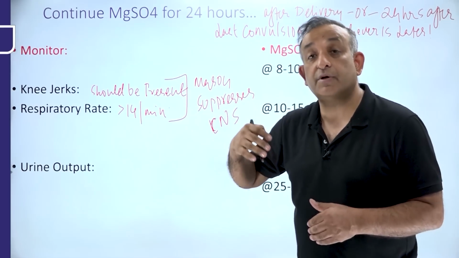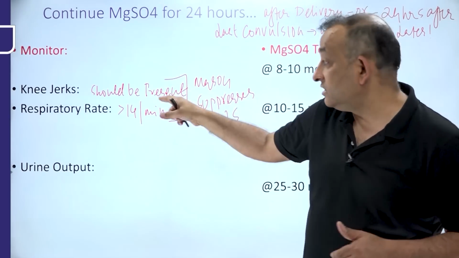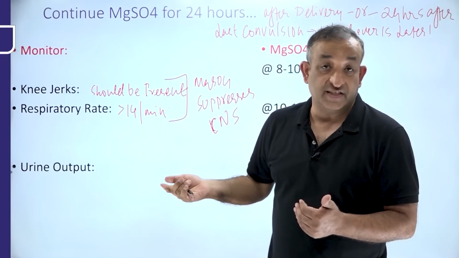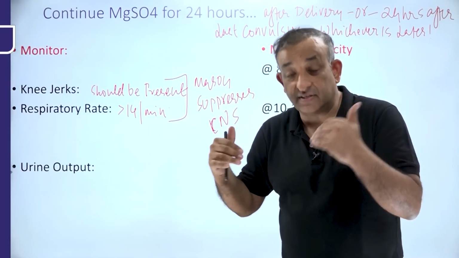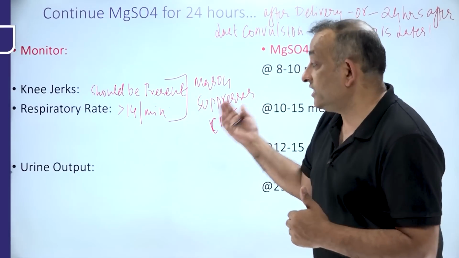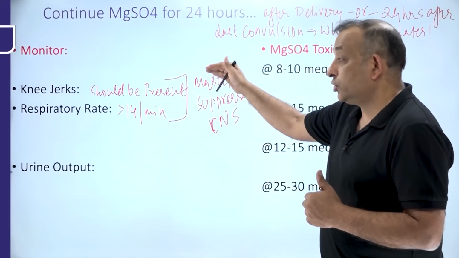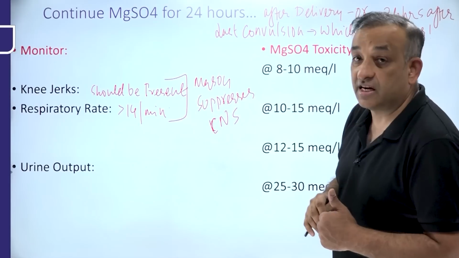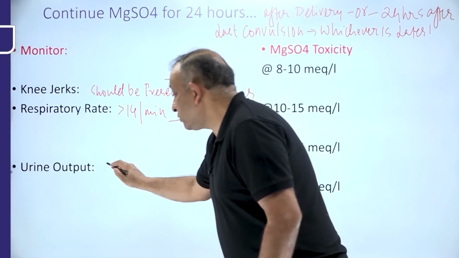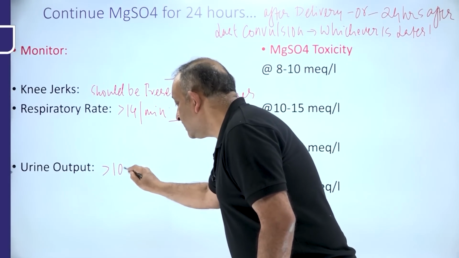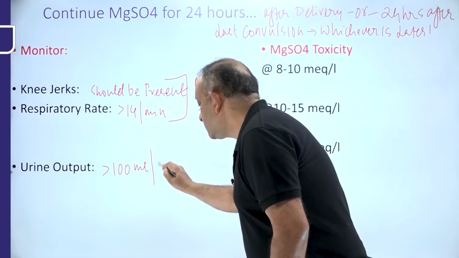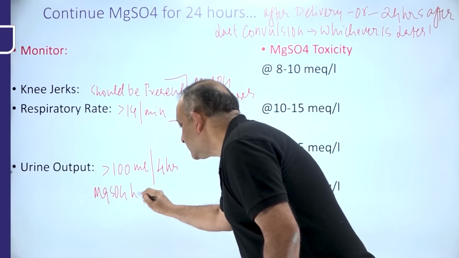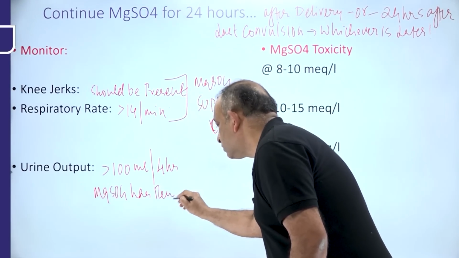Why are we saying knee jerks? Because the knee jerk is a representation of the upper motor neuron. It's an upper motor neuron reflex, the knee jerk. So if the brain is suppressed, then the knee jerks also will be suppressed. So knee jerks and respiratory rate should be monitored because magnesium sulfate is a cerebral suppressant, and urinary output should be more than 100 ml in the last 4 hours, because magnesium sulfate has renal excretion.